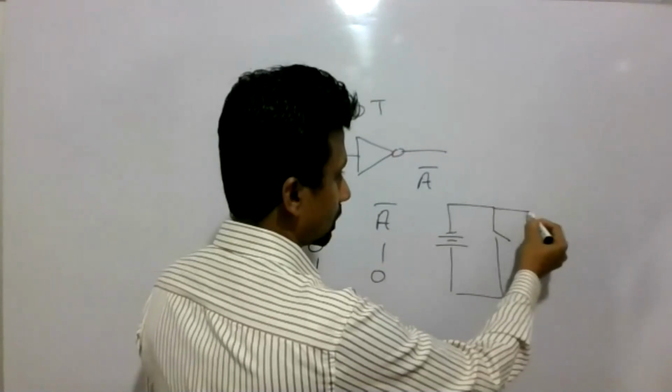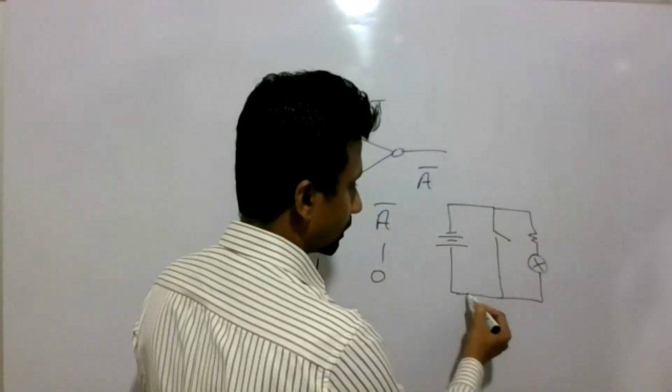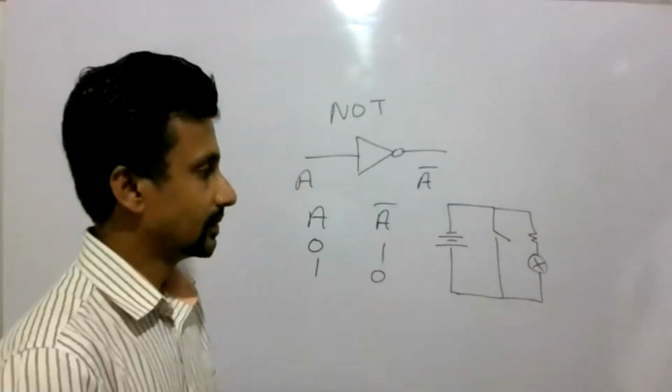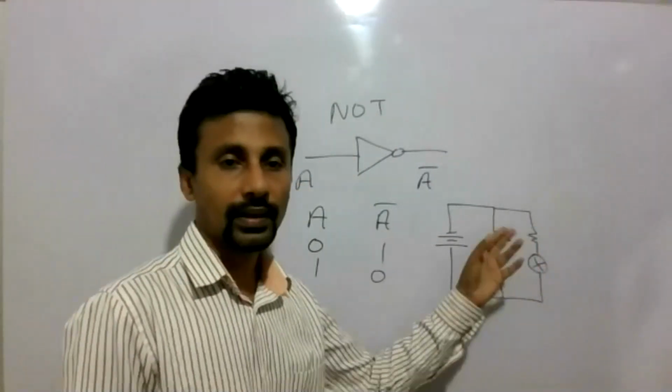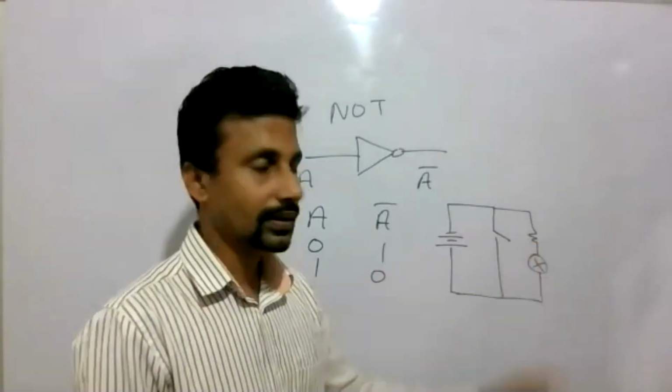This is my switch. This is a bulb, and I am using a resistor. I am using resistance that obstructs the flowing of the current. Right? This is called resistance. This is the symbol, right?